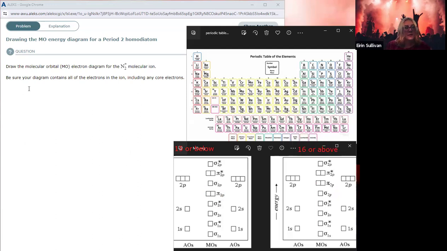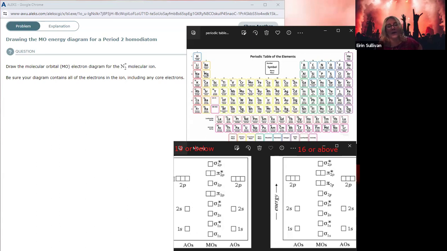Okay, so these diagrams come from overlap of atomic orbitals to form one bonding and one anti-bonding molecular orbital. So two atomic orbitals combine to form two molecular orbitals. So for the 1s, that's the sigma 1s and the sigma star 1s for the bonding and the anti-bonding. Same for the 2s, the sigma 2s and the sigma star 2s.